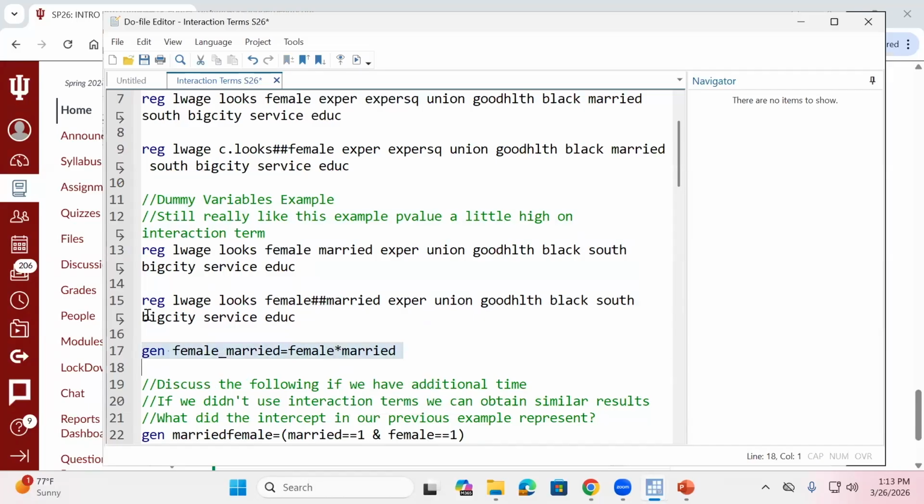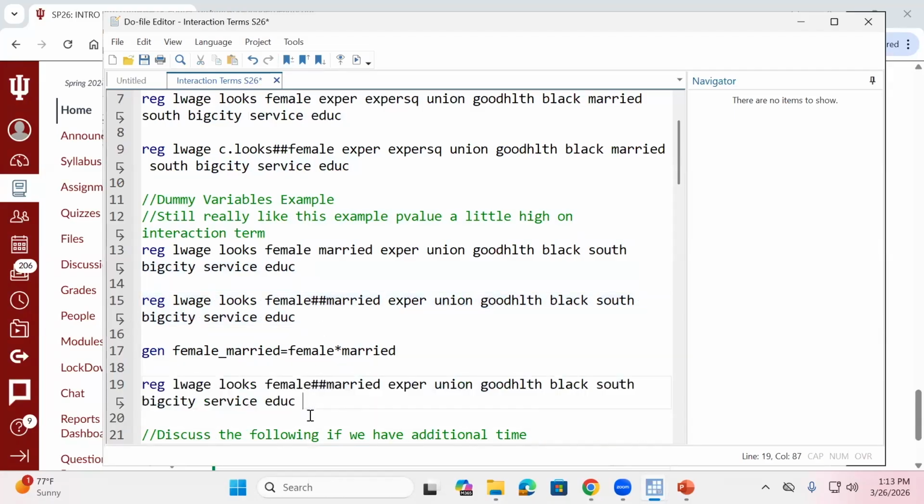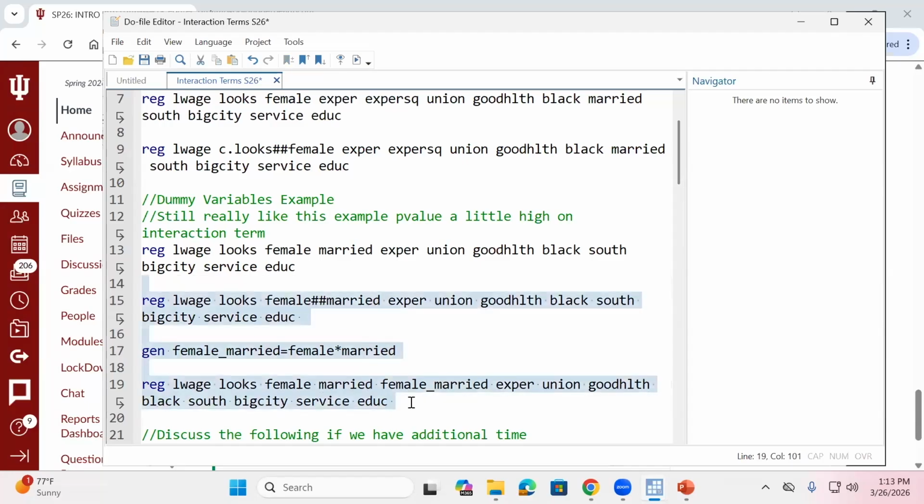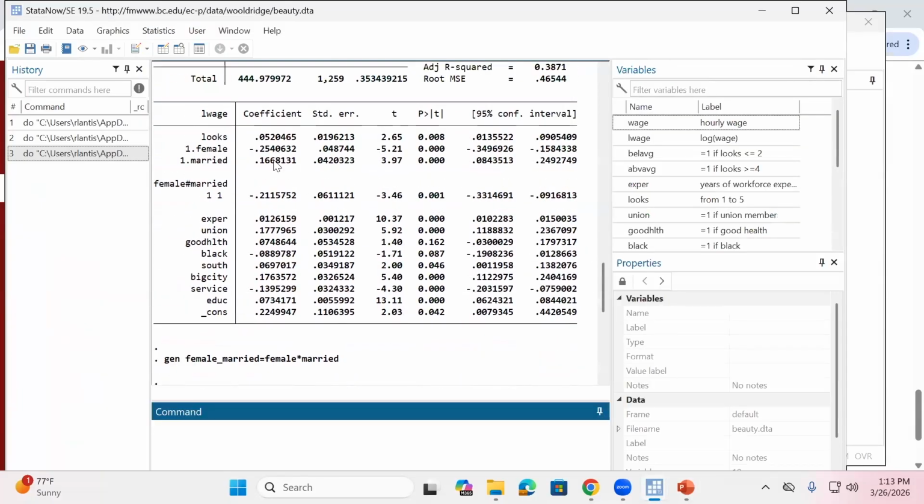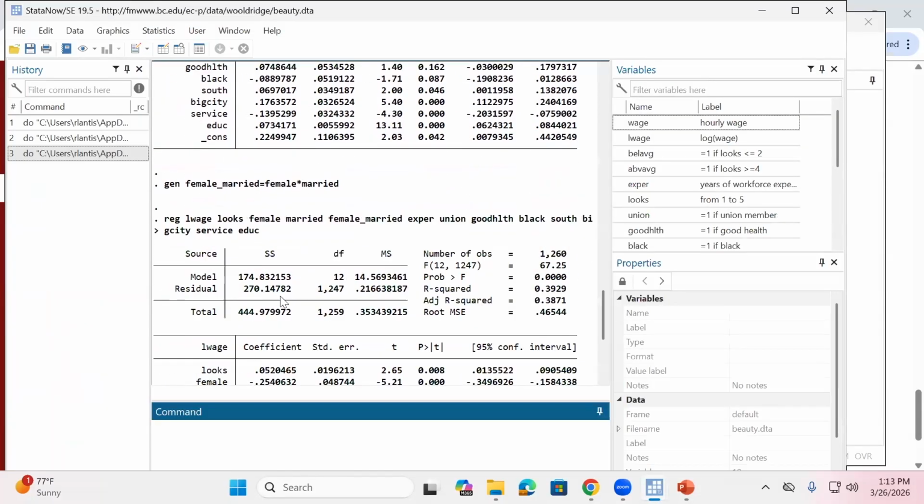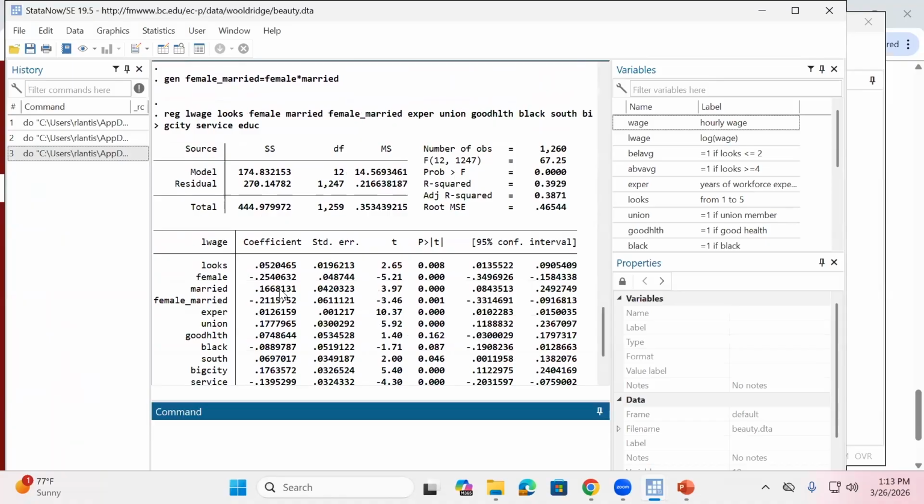Now, why might I prefer to do it this way? It's not as efficient in terms of coding, but for me, it's a little bit easier to think about when I then see the results. So I'll show you the difference here. Hopefully, when I run these two regressions, if I'm not lying to you, I get the exact same results. It's just two different ways of doing the same thing.